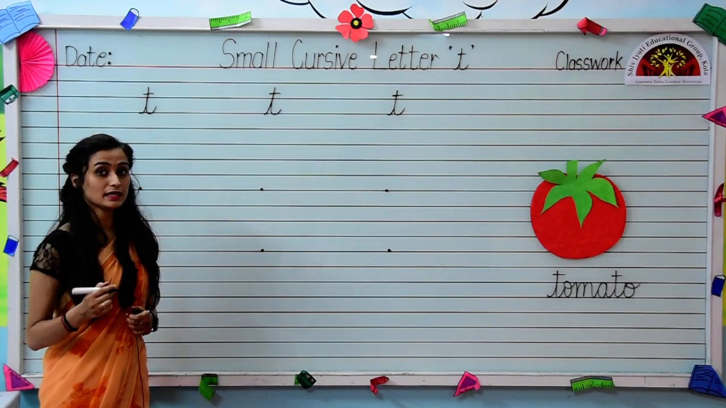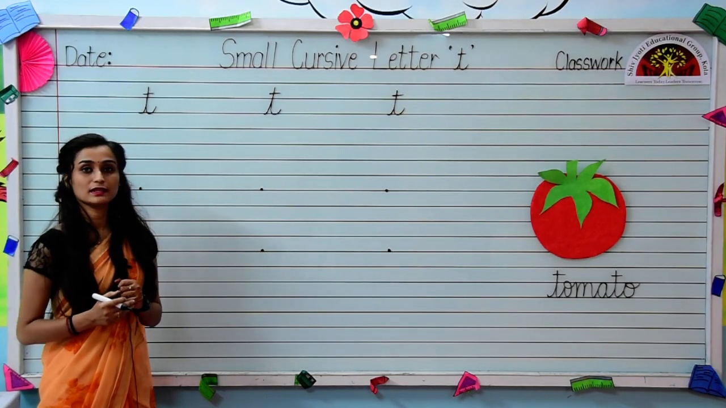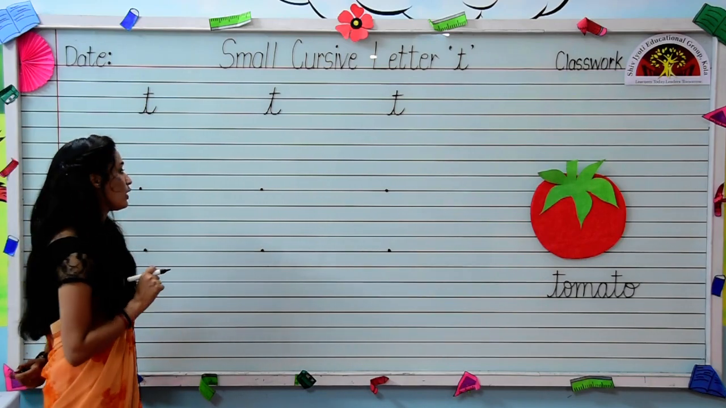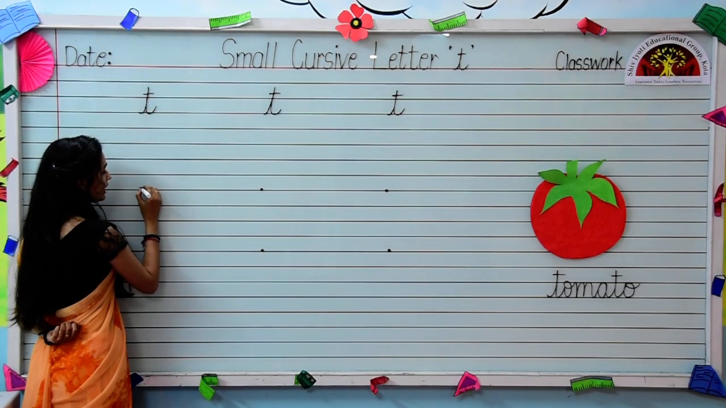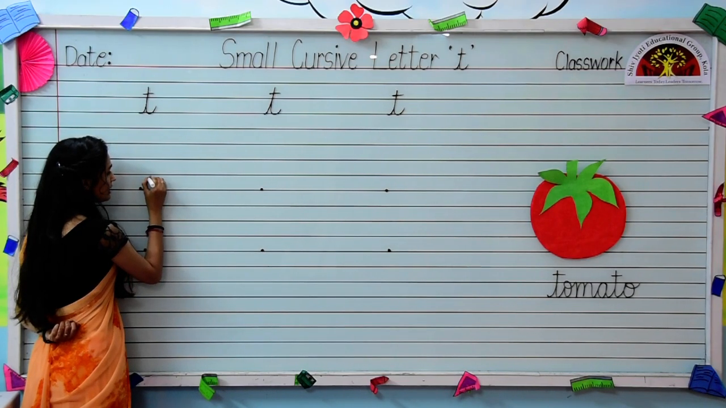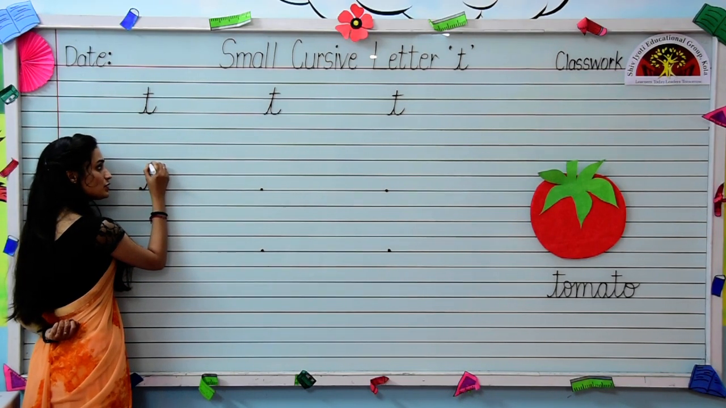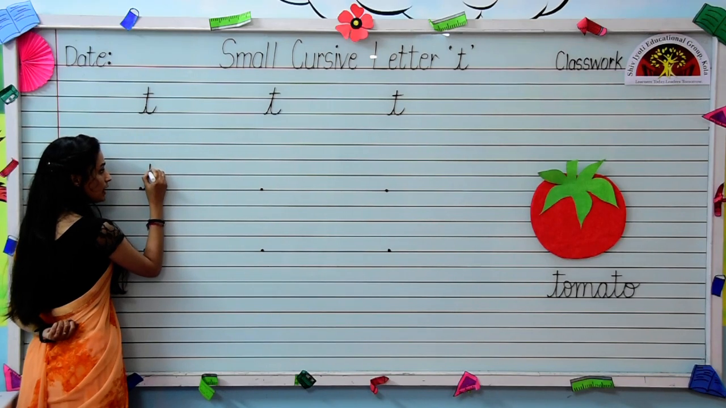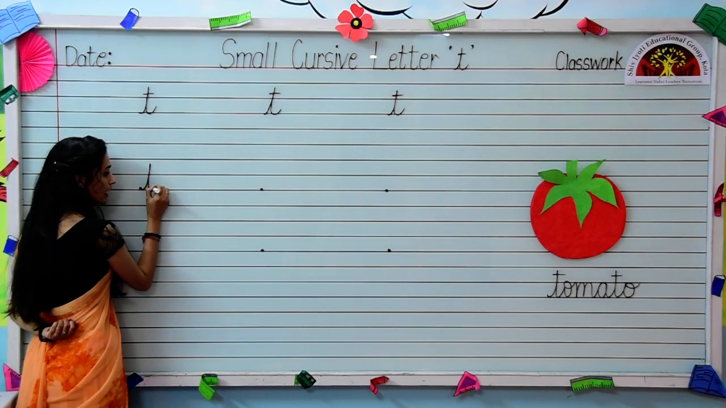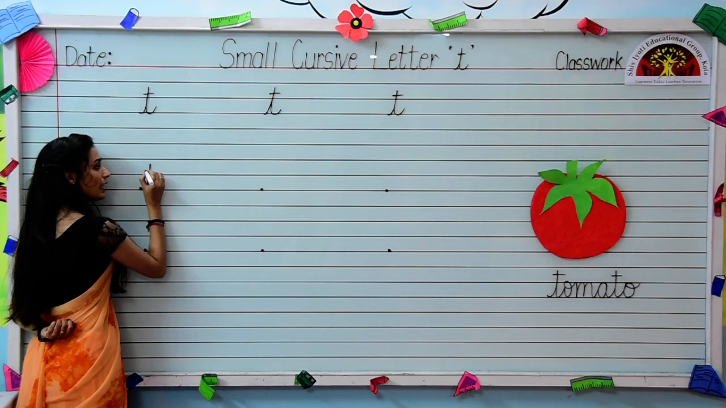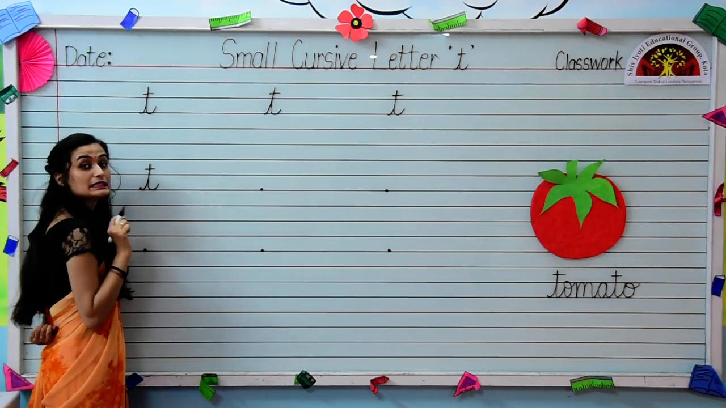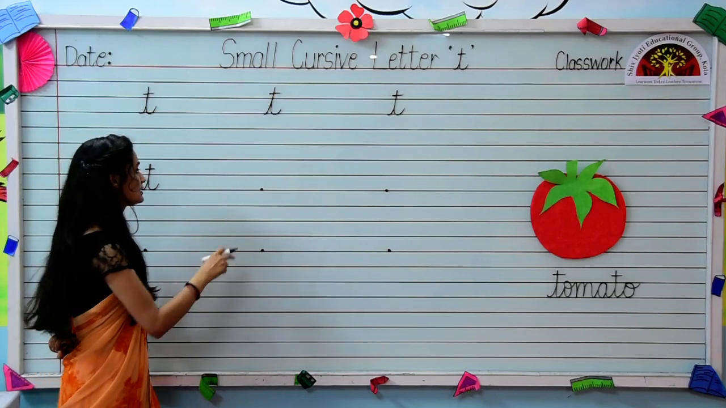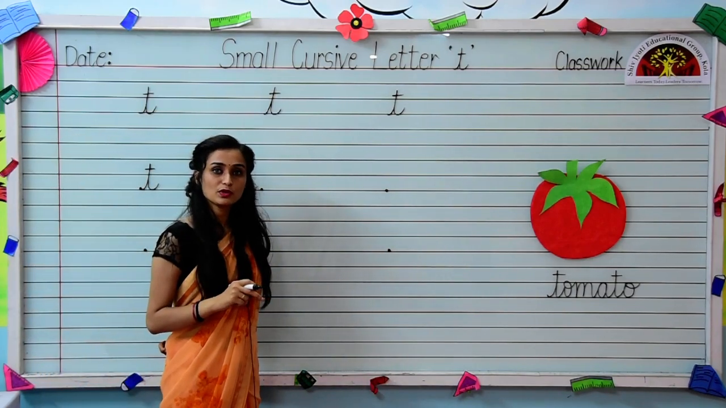Okay kids, let's see how to write small cursive letter T on single dot. Put your pencil over here on the third line. We'll make a slanting line, but we will not touch the first line. We'll come down, touch the third line, make a curve like this, and a sleeping line in the middle of the first and the second line. Okay kids? Pay attention, look over here.